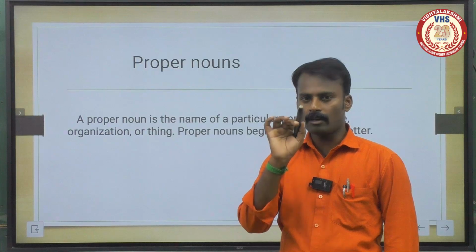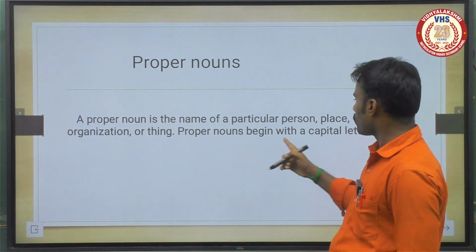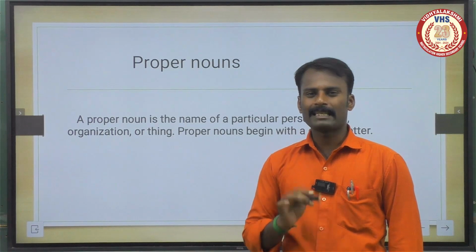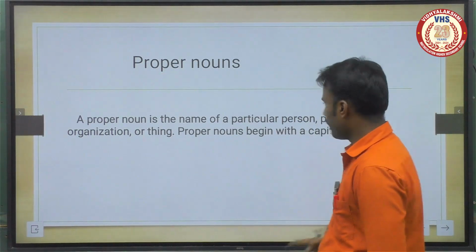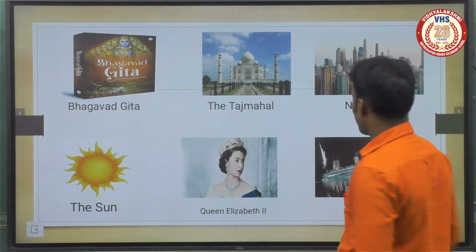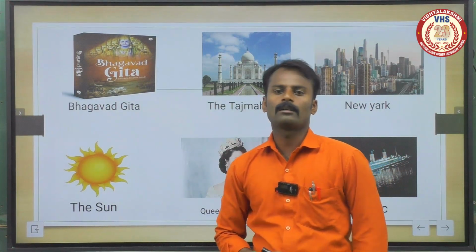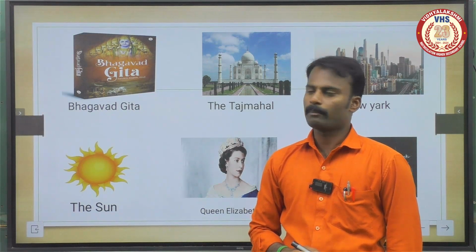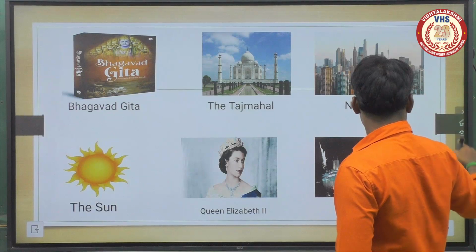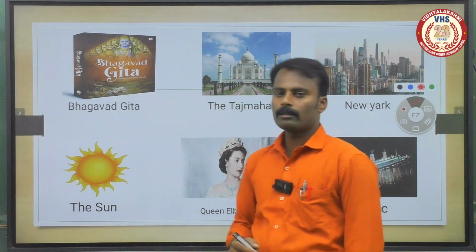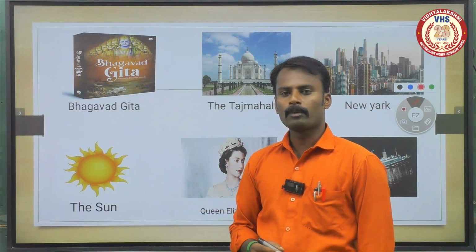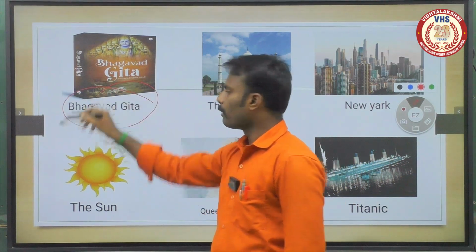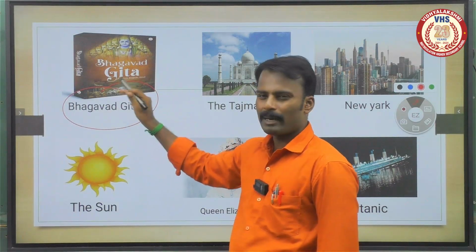Proper nouns always begin with a capital letter. Okay, see the example of proper noun. First one, Bhagavad Gita. Bhagavad Gita is a type of book. Here I am not talking about all the books. I am just talking about Bhagavad Gita. I mean, I am talking here about a particular book.